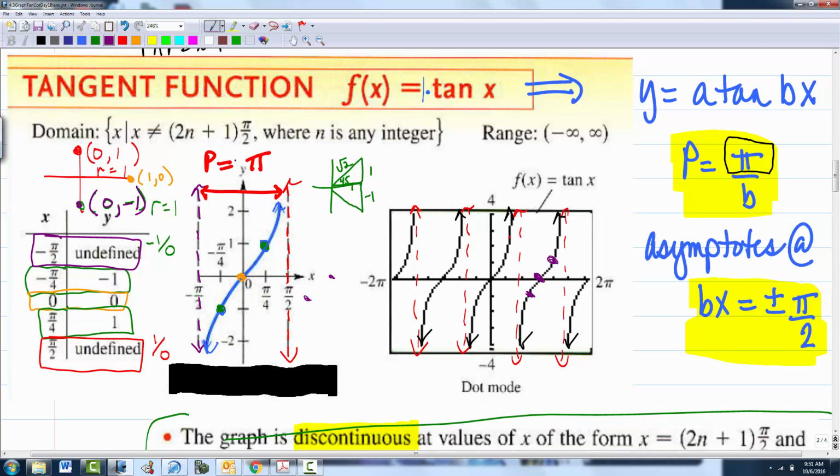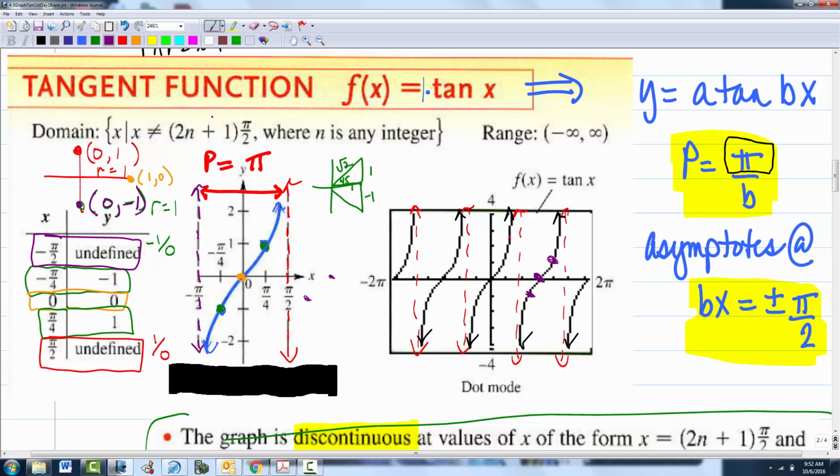Oh, no, something to notice. You should put this at the top of your notes right now. Note to self: sine, cosine, secant, cosecant, period equals 2 pi over b. You already got tested on that yesterday.